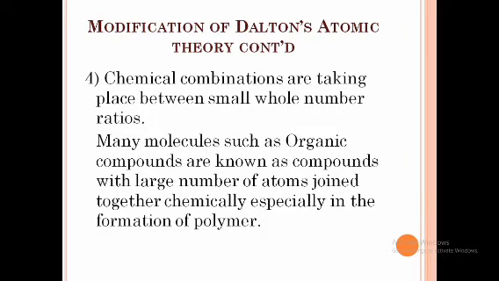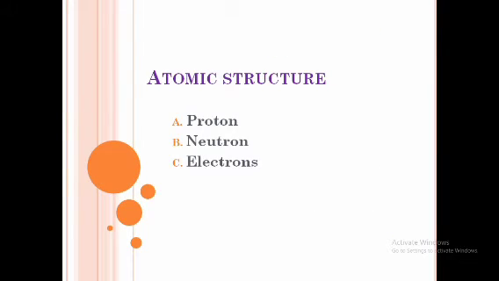So the last theory of John Dalton is that chemical combinations take place in small whole numbers. Now, when we look at organic compounds, especially polymers, they are made up of large numbers of atoms coming together. We see atoms like C12, H22, O11. Those are not made up of a small number of atoms. Polymers actually have large numbers. We have polymers of C100, that's 100 carbon atoms coming together. So that negates that theory.